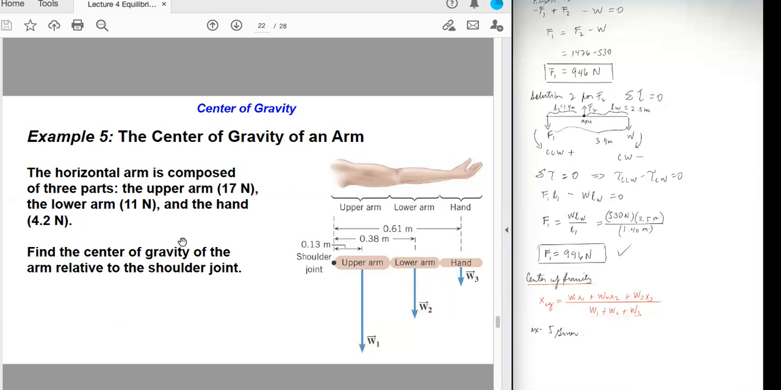Meron kang weight 1 equal to 17 Newton. Weight 2 equal to 11 Newton. Weight 3 equal to 4.2 Newton. Tapos yung mga lever arm nila, X1 ay 0.13. Yung X2 naman ay 0.38 meter. Mas malayo na. X3 equal to 0.61 meter. And then for the solution, just use the formula.